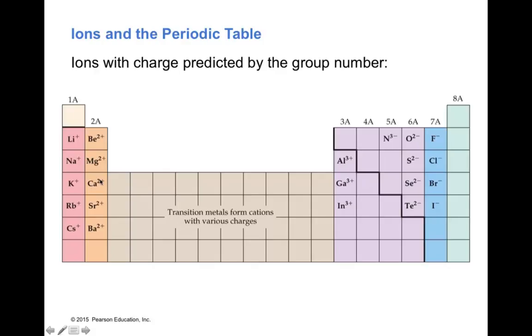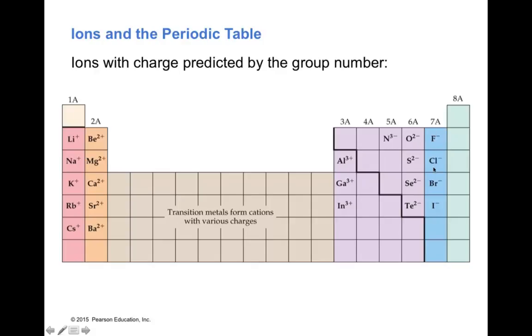The same thing with calcium. Calcium is from family 2, so that means that it has 2 valence electrons. If it wants to have the same configuration as the halogens, it will need to either add 6 electrons or lose 2 electrons. So it's easier to lose 2 electrons. That's why all the cations produced from family 2 will always be 2 plus. From family 1, 1 plus.